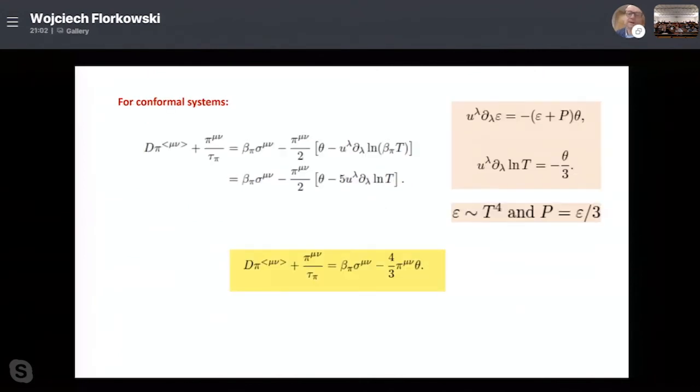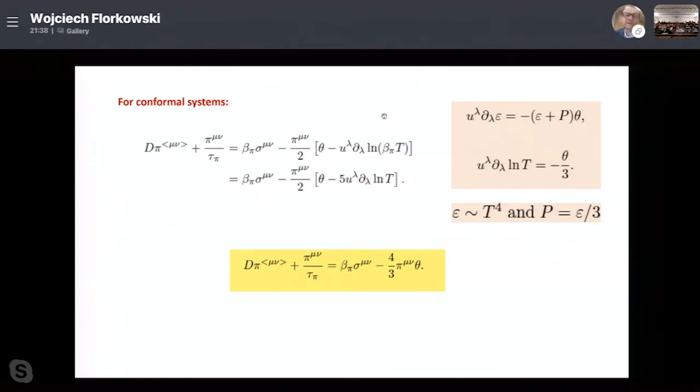Now, a simple case which can be discussed, and I will need it also for further discussion, is the conformal case. The conformal case means that the bulk pressure should be zero. If we neglect also the baryon current, then the situation is quite simple, because everything should scale with the temperature. All these kinetic coefficients which are here, and also thermodynamic functions, should scale with the temperature. So the situation is really quite simple in this case.